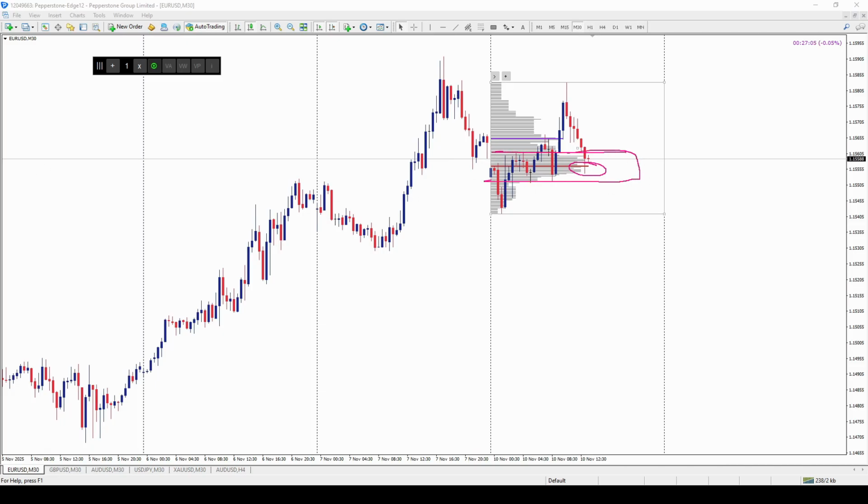Okay, and price simply rejected that POC level. Okay, so I am looking for the long position from here, and before I do that I would like to check my smart volume activity.